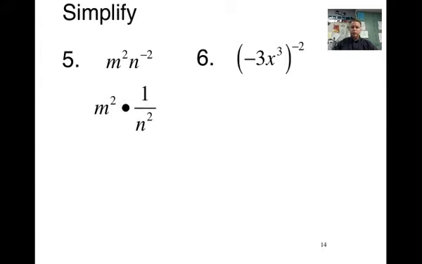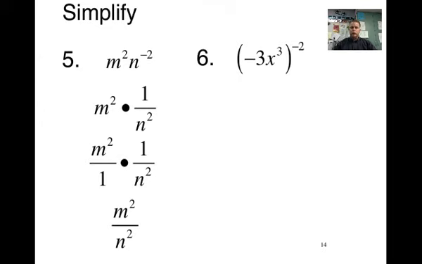So I'm going to leave the m squared alone, and I'm going to rewrite that n to the negative second as 1 over n squared. Multiply those together. I could rewrite that basically as m squared over 1 times 1 over n squared. You don't have to rewrite that, but you should at least be thinking that in your head. Multiply straight across, we get m squared over n squared.